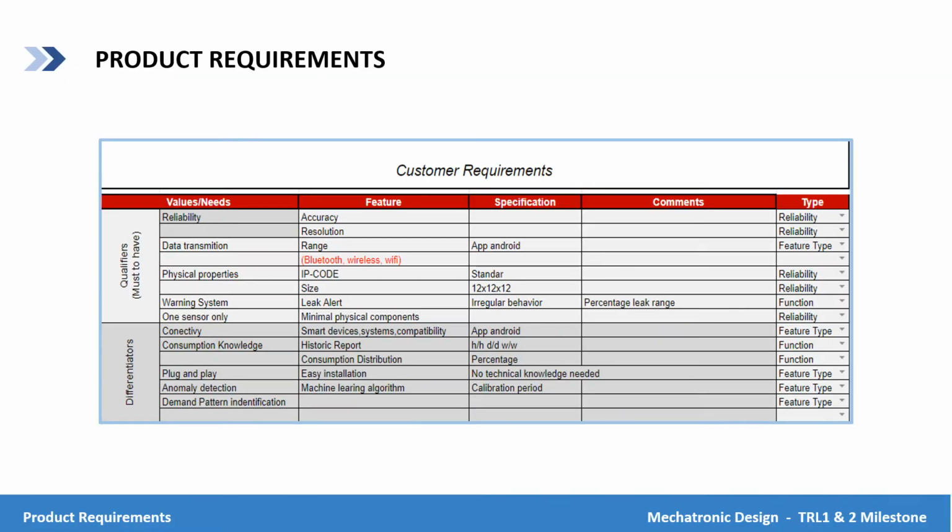In our customer requirements, we have the qualifiers: the warning system, so that the system can detect the leak, and also the reliability, which is about the resolution of the detection. And in our differentiators, the most important is anomaly detection, using a machine learning algorithm, we can detect the leakage.